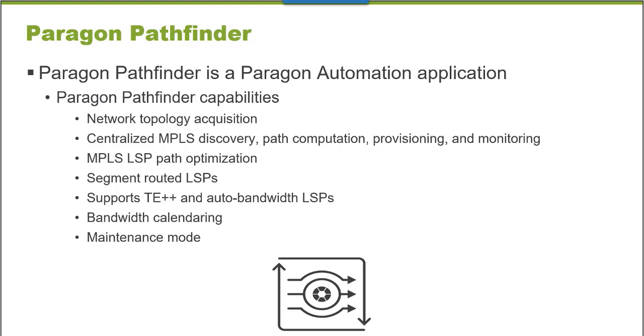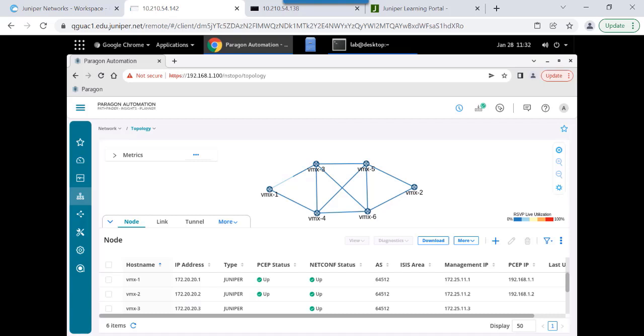I'm going to connect to a Paragon Pathfinder installation and we'll take a look. Paragon Pathfinder uses the Paragon Automation web interface, and this is a network topology. It's a very simple topology, but it'll work. I have 6 nodes. Paragon Pathfinder, remember, is able to discover the nodes and the links that make up your WAN. There are 2 of these routers, VMX1 and VMX2, that are MPLS ingress and egress routers. VMX3, 4, 5, and 6 are simply MPLS transit routers.